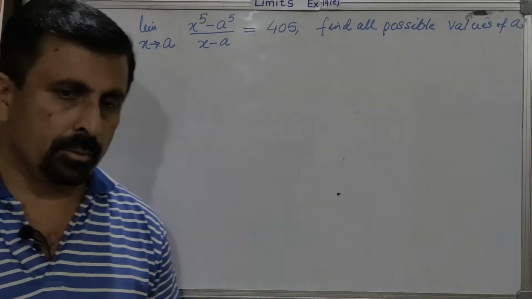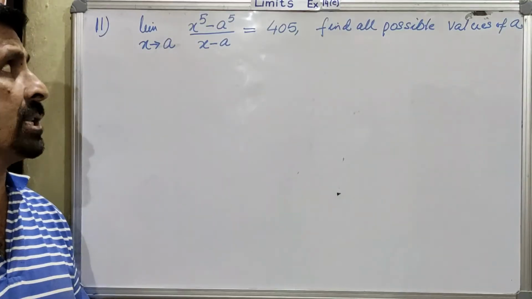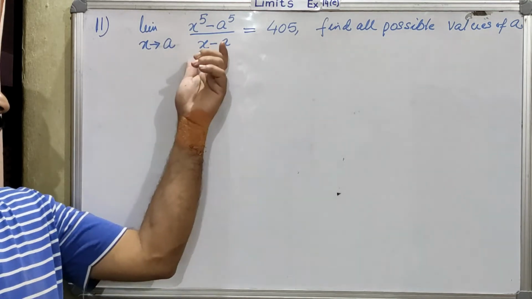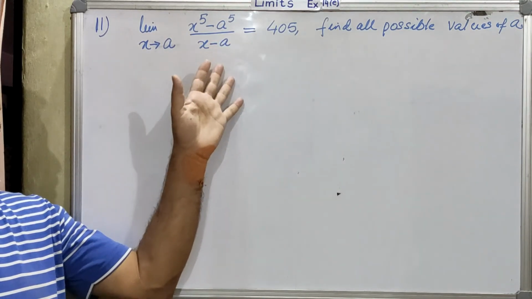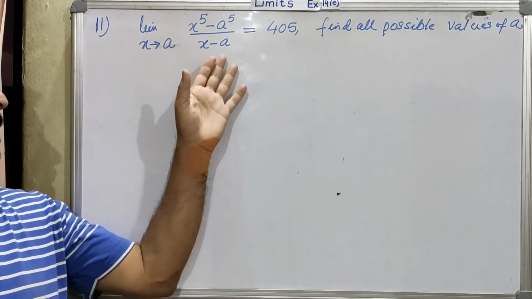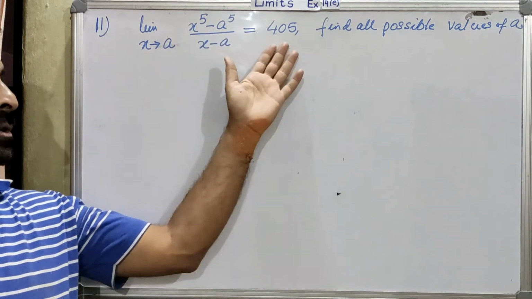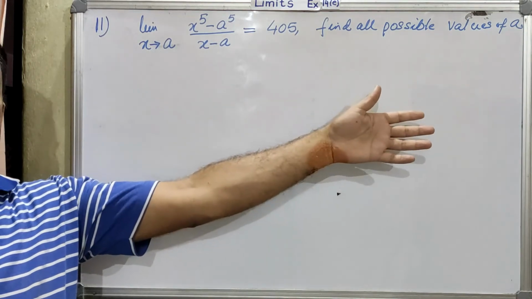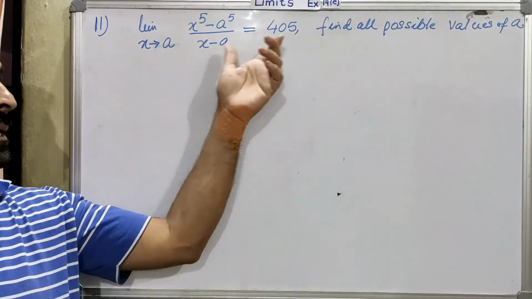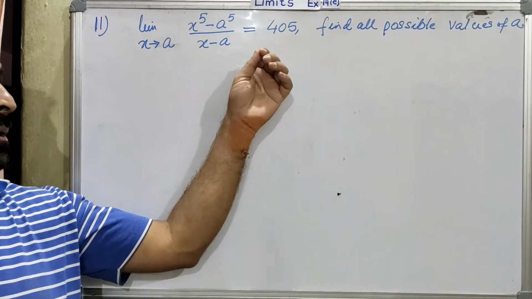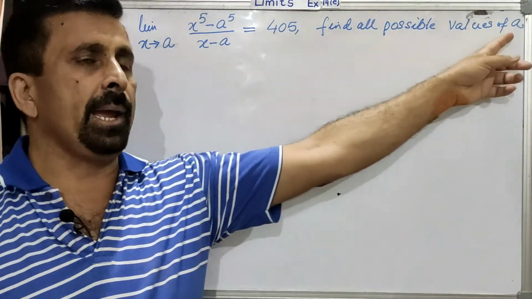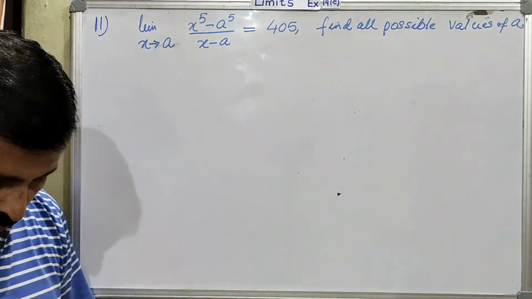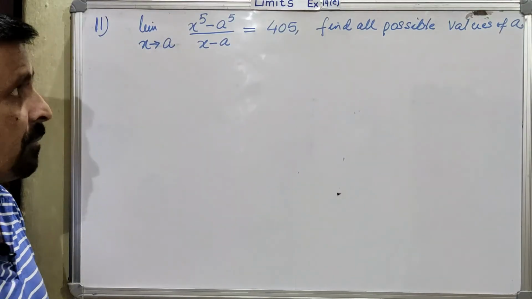Thank you. Now we will see some application of this format. The question is already given in the proper format, so we don't need to do any rectification. But this limit is given as equal to 405. The value of this limit is given as 405. So far we have calculated, but this time the value of this limit is already given. So you have to find the value of a. Find all the possible values of a. Clear? So we are going to calculate the values of a.